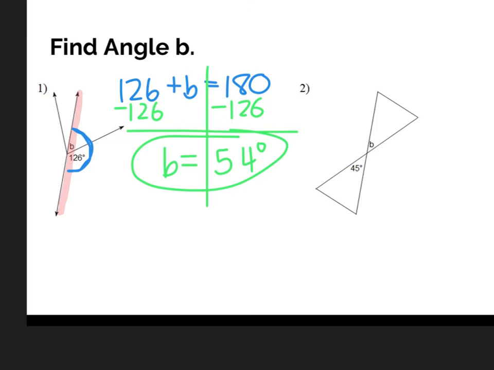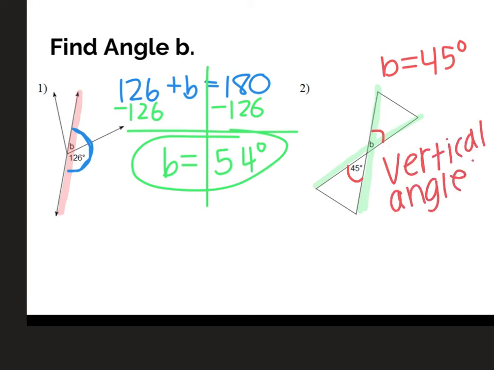And then number 2, notice we have intersecting lines here. So intersecting lines, remember when we have those intersect, that creates our vertical angles. So vertical angles B and 45, well, if you think back to your definitions, vertical angles are congruent, which means they're the exact same. So that means B equals 45 degrees because of vertical angles. Okay, so why don't I write that? These are vertical angles. And over here, these were supplementary. That'll just help us as we practice in the future.